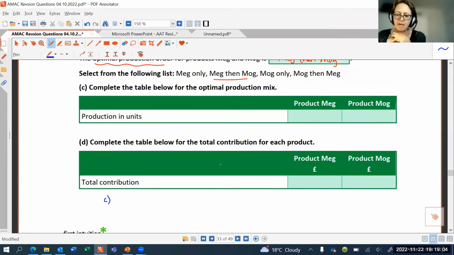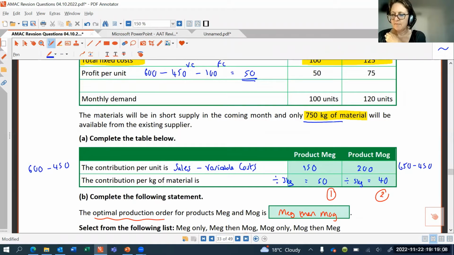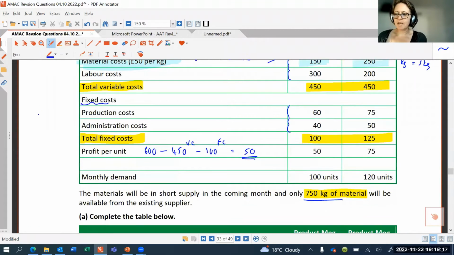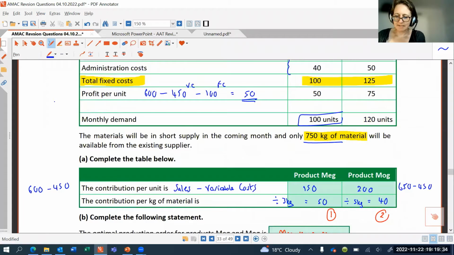So what I'm very conscious of is that I might run out of materials. I've only got 750 kilograms, so I've got to make sure I don't use more than that. I'm going to start with product MEG because I just decided that's my favourite. So the first thing I want to know is how many products MEG do the customers want? If I'm going to satisfy maximum customer demand, give as many MEGs out as possible because they make most money, how many would that be? Well, we know the demand here. We know that 100 MEGs are demanded by customers.